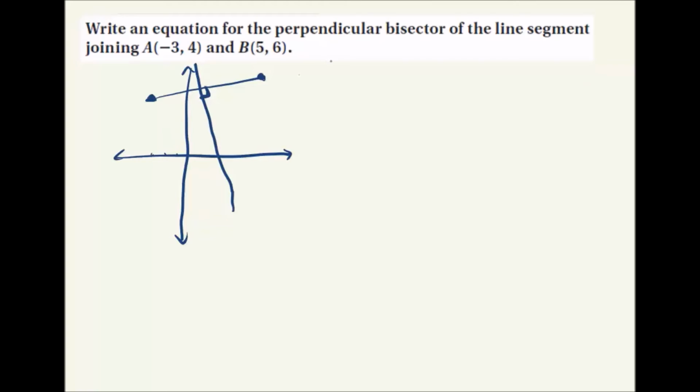So in order to bisect a line, we need to first know what the midpoint is. So we're going to solve for the midpoint really quick. Again, that's x1 plus x2 divided by 2, comma y1 plus y2 divided by 2. So the midpoint here is 1, 5, right about here. So once we have the midpoint, we need to calculate the slope of this line.